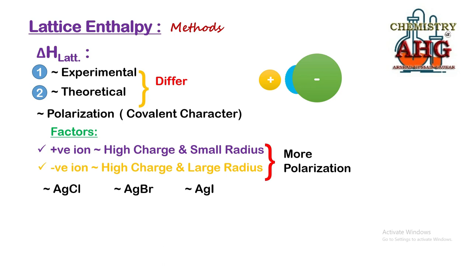So iodide can undergo greater polarization. So it means out of these three, silver iodide would have maximum polarization. Why? Because the iodide ion is largest in radius. And second thing, silver iodide would show maximum deviation between its experimental value and theoretical value for its lattice enthalpy.